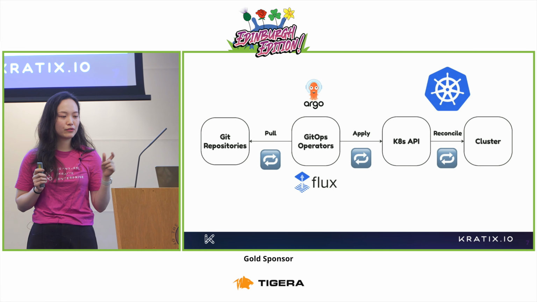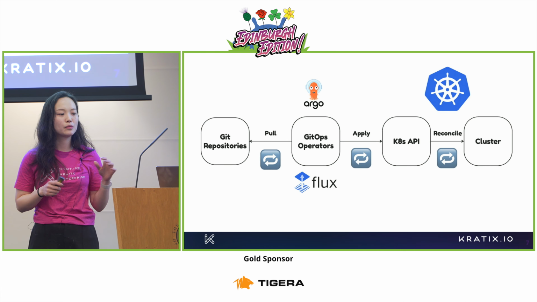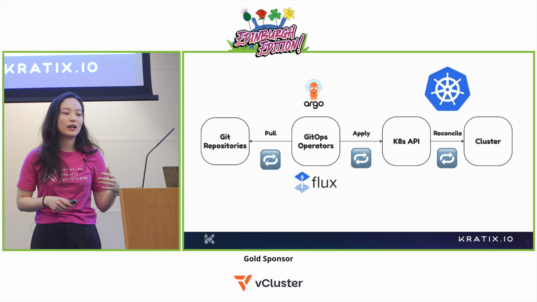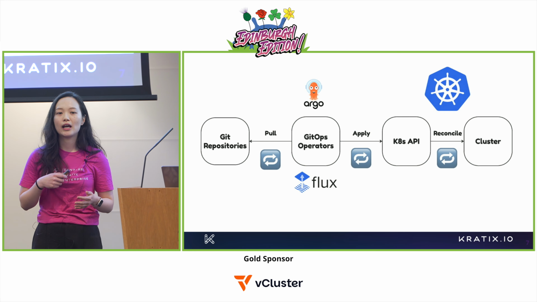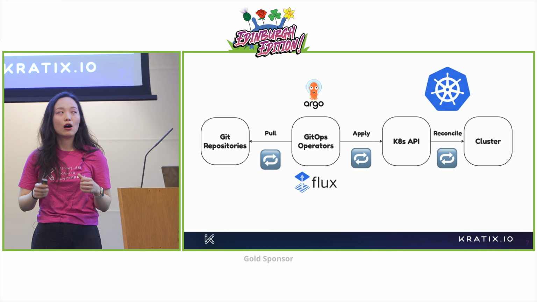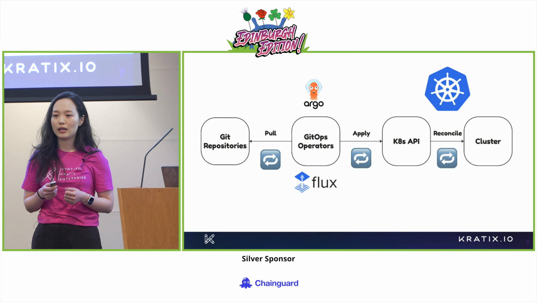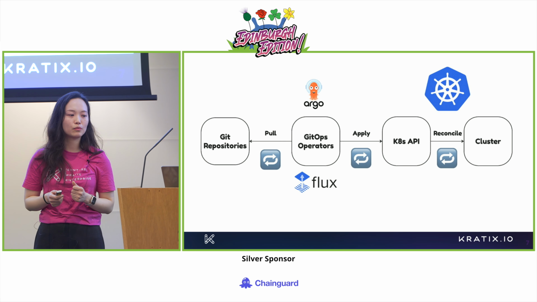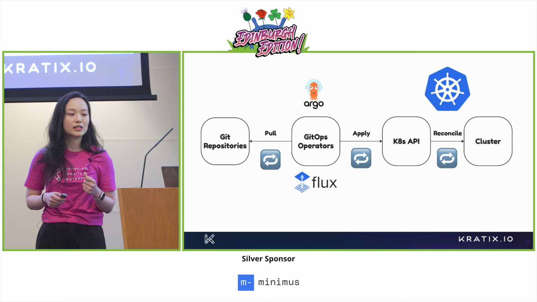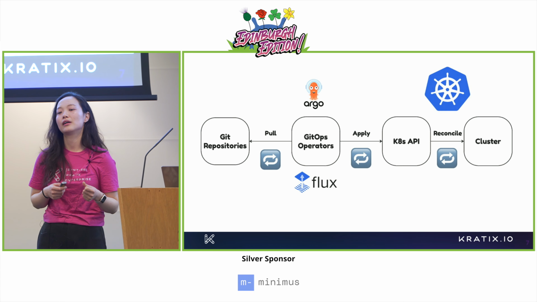And just to re-emphasize some of the principles that we talked about earlier, the one on pulled automatically and continuous reconciliation. All of these are not going to be a one-off action. It's going to be continuously performed. Same for the agent, same for the Kubernetes API.